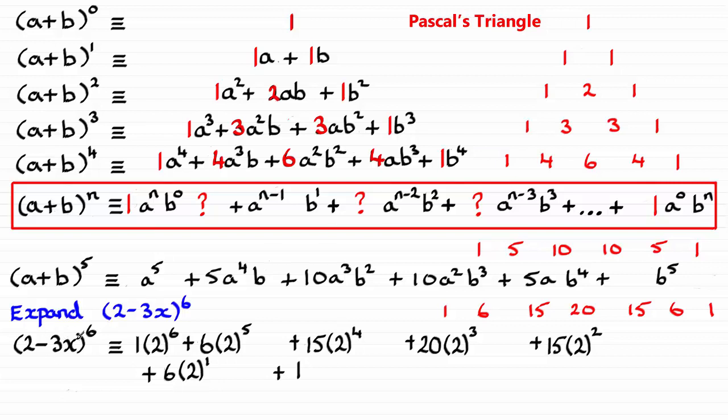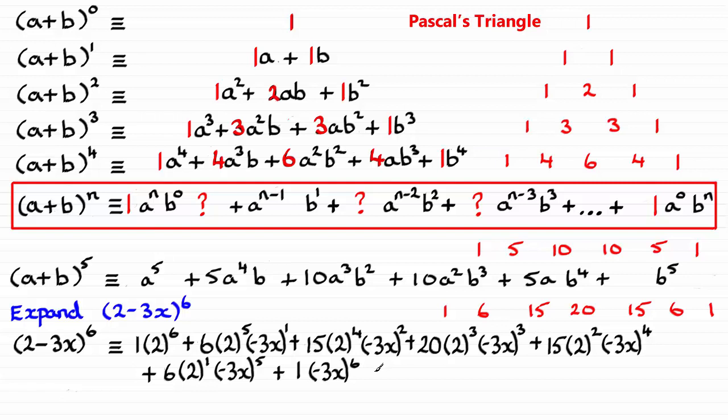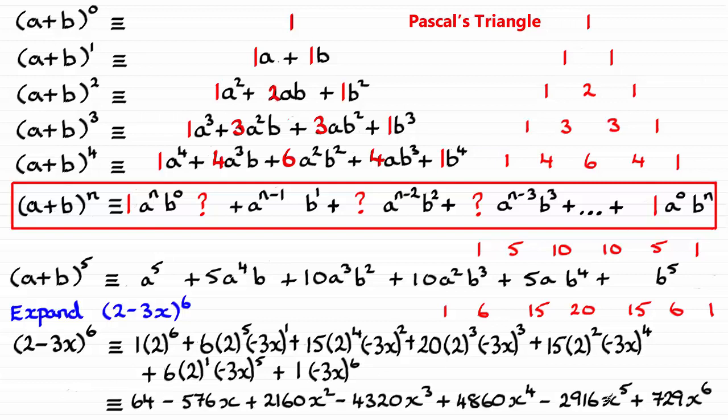As for the minus 3x, where we have the b here, it's going to be (-3x) to the power 0 in this term here, but that's going to be 1, so I'll leave it out. Next one will be (-3x) to the power 1, (-3x) to the power 2, and so on. So if you put those values in, you're going to get this result here. So it's just a question of cleaning this up now. So check this out. You should find you get this result here.